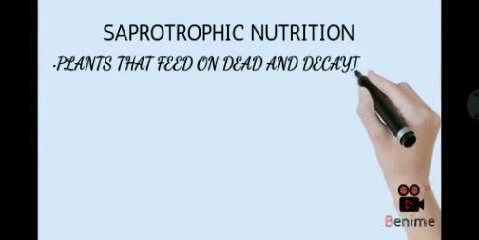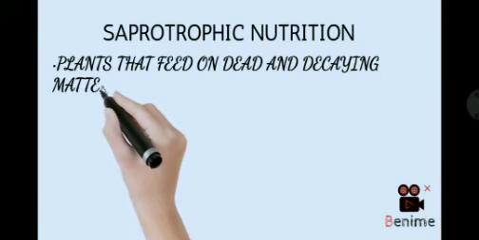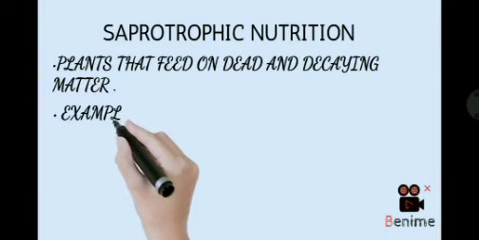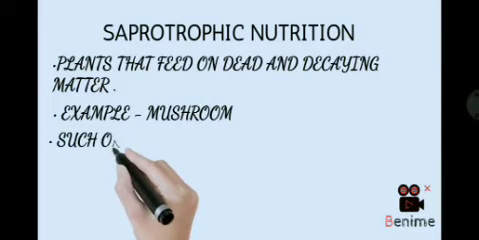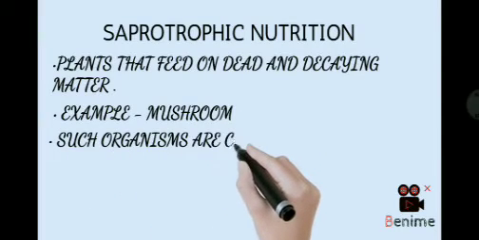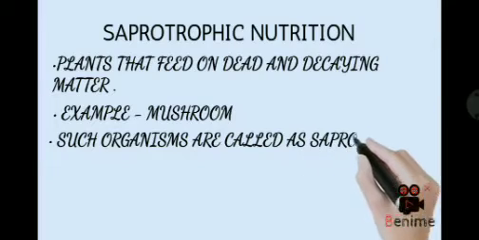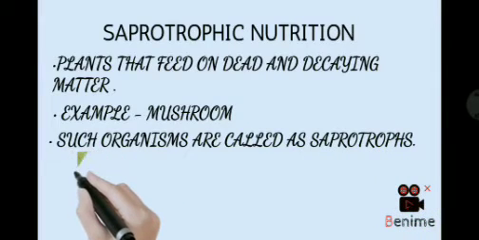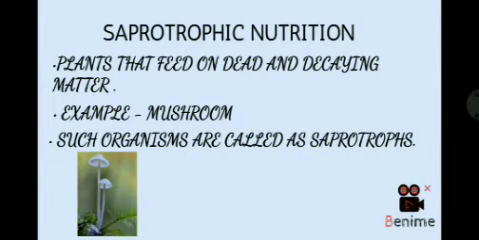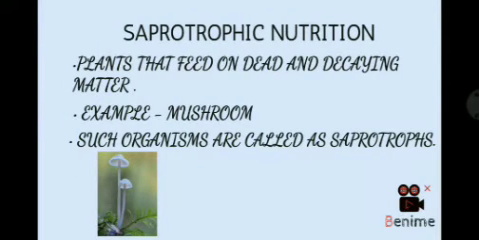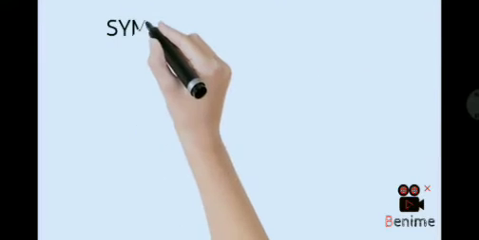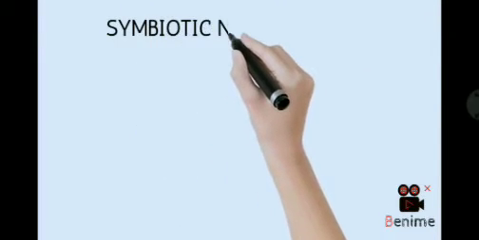Okay, so now what is saprotrophic nutrition? Organisms that feed on dead and decaying matter follow saprotrophic nutrition. For example, mushroom. A mushroom can feed on dead decaying matter, and such organisms are called saprotrophs.